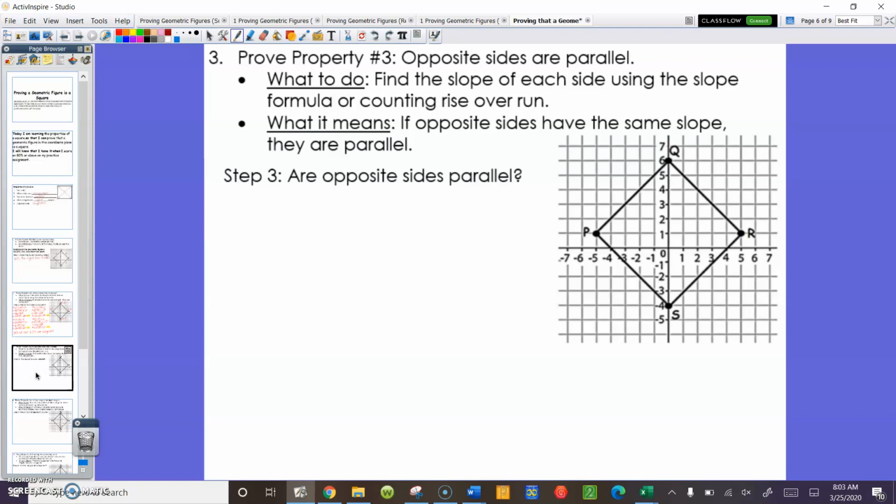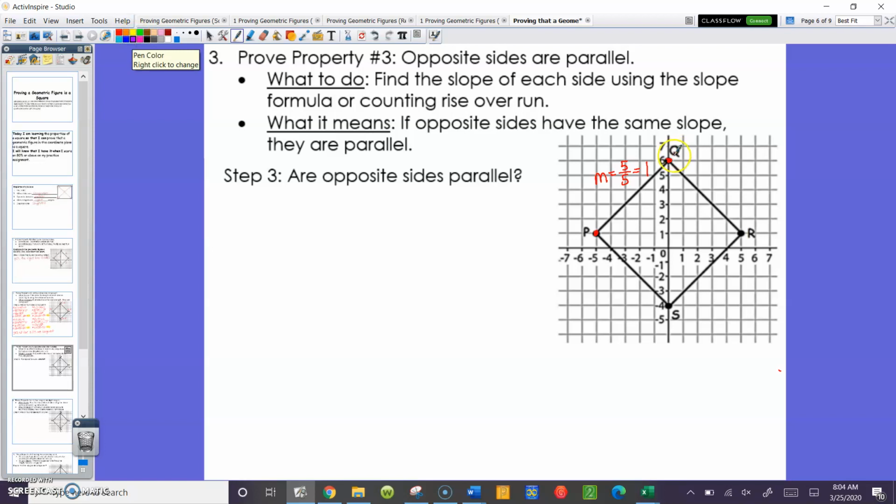Property 3. Opposite sides are parallel. So in order to figure out if opposite sides are parallel, we're going to find the slope of each side using the slope formula or by counting rise over run. So I'm just going to use rise over run. So let's look at PQ first. Okay, so if I'm starting at P and going to Q, I'm going up 1, 2, 3, 4, 5, and then I'm going right 1, 2, 3, 4, 5. So that is 5 over 5, which equals 1. So the slope of PQ is 1.